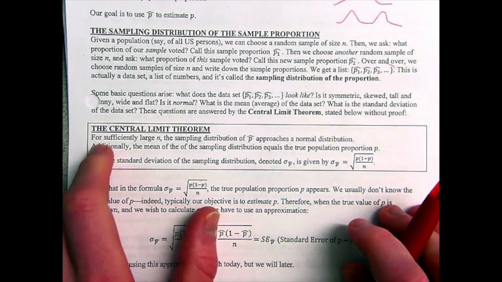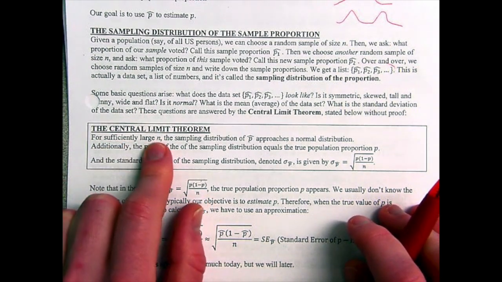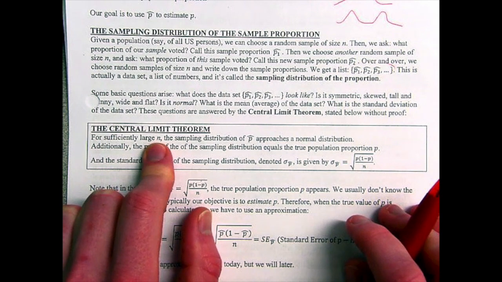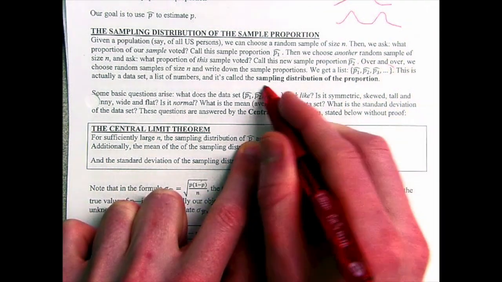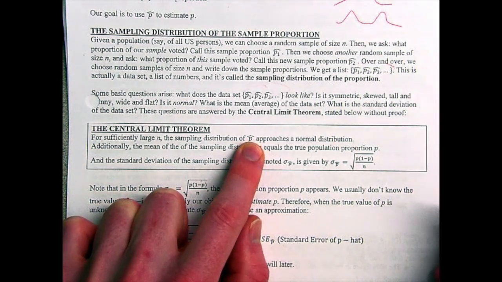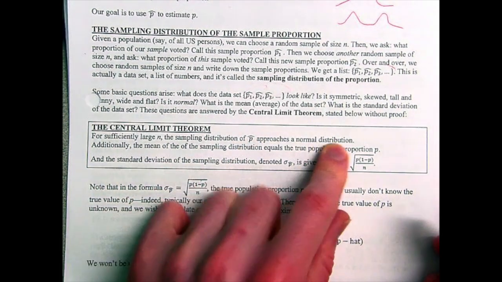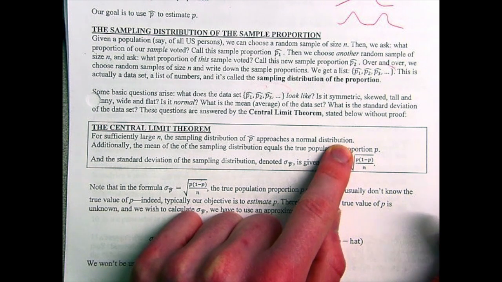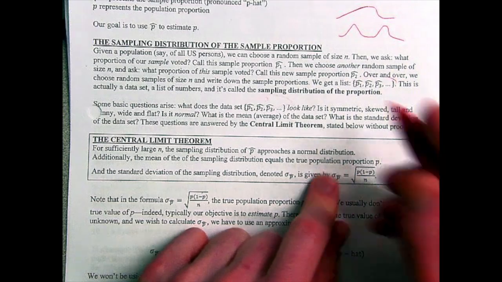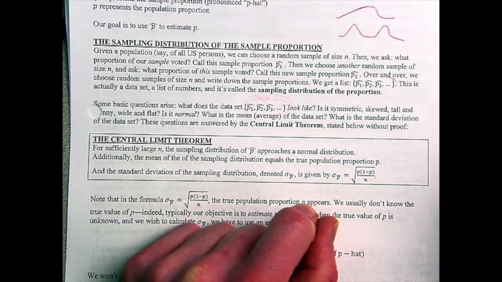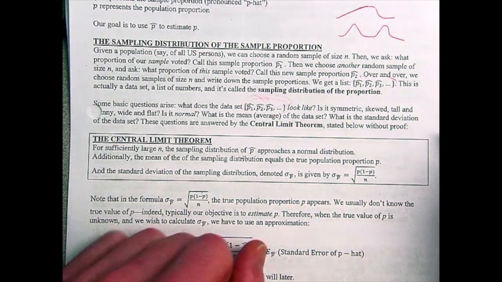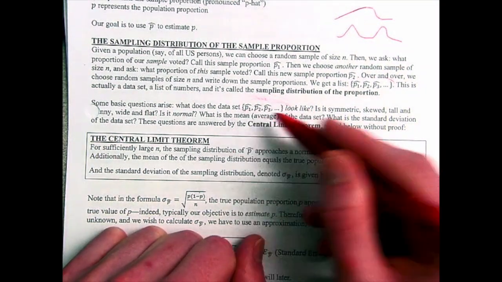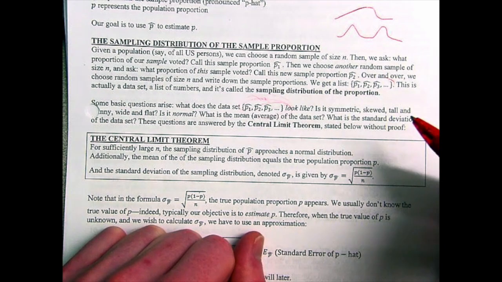What it says is, for sufficiently large n, in other words, if the sample size is big enough, the sampling distribution of p hat, that's this weird data set we've constructed, approaches a normal distribution. So if n is big enough, this data set looks more or less normal. Technically, as n gets bigger and bigger, the larger the sample size you use, the closer this data set looks to true normality.